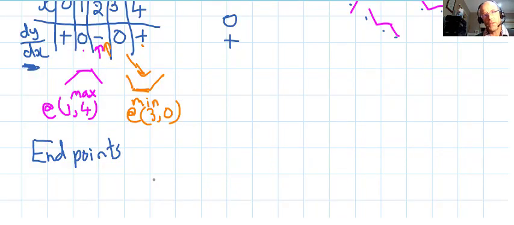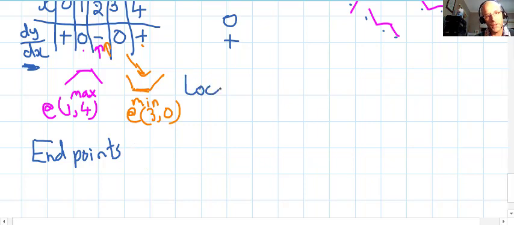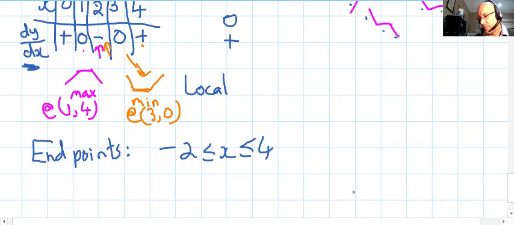Now we need to check the endpoints to see if that gives a higher max or a lower min than these locals. These are local, one local max and one local min, and they're also stationary points. The endpoints can be lesser and greater in some cases, so we need to check it out. Remember we had negative 2 through to 4 as our interval, it's a restricted domain, and we need to check the endpoints.